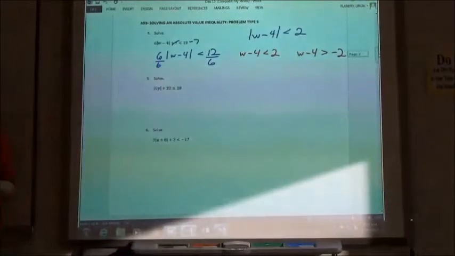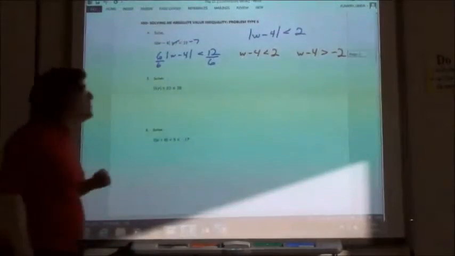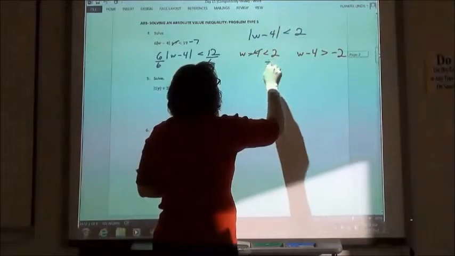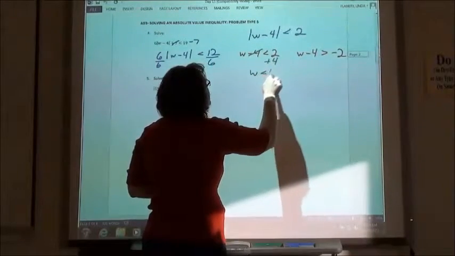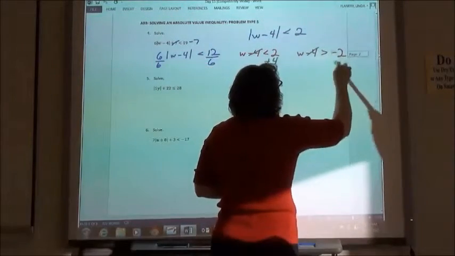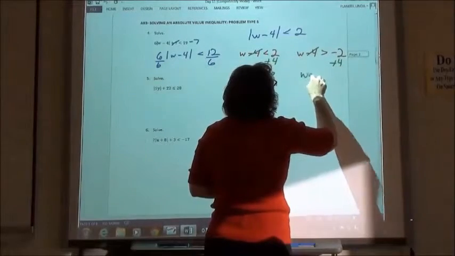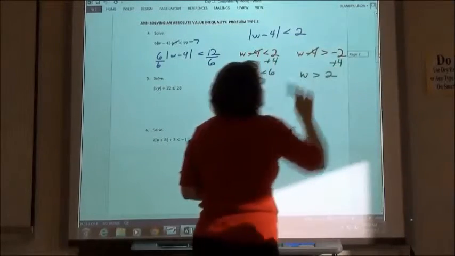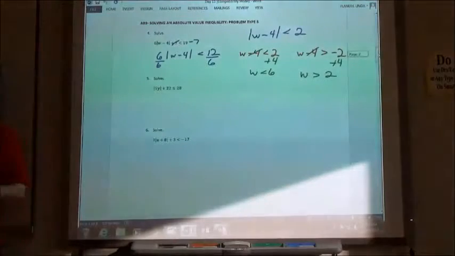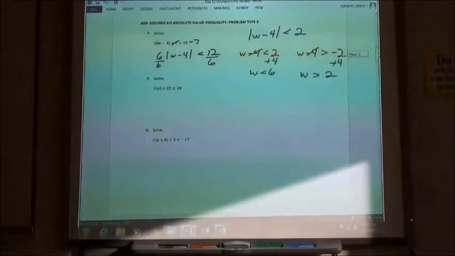So, solving those, I'm just going to add my 4 to move it to the other side. Plus 4. W is less than 6. Over here, if I add my 4, W is greater than 2. Now, I have to decide, should I connect those 2 things with the word and or the word or? And would mean I'm shading in the middle of the 2 dots when I graph. Or means I'm shading on the 2 outsides.